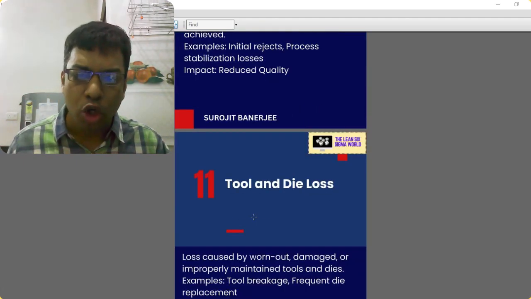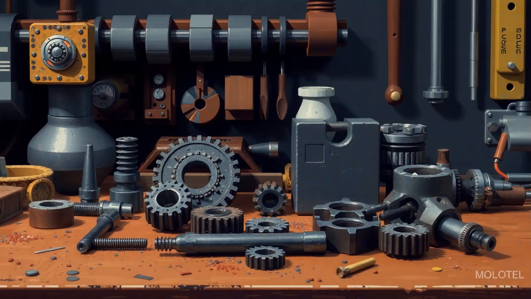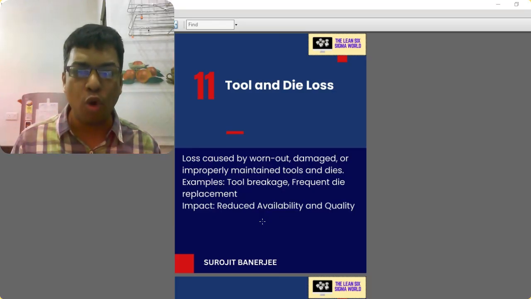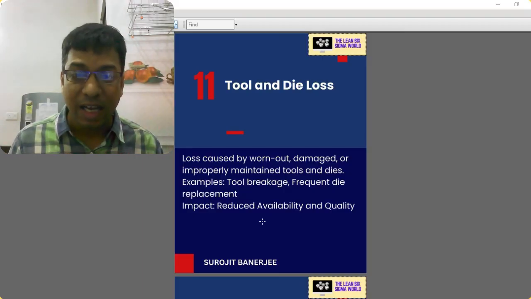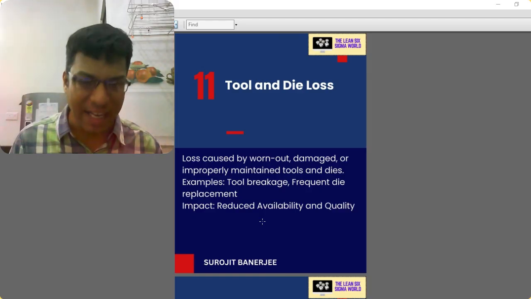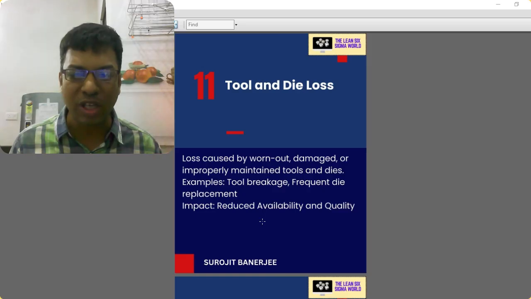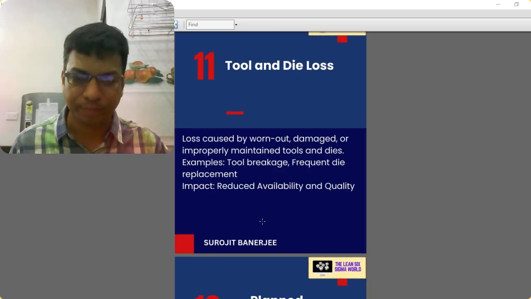Now moving into tool and die loss. Tool and die loss is caused by worn out tools or dies, damaged tools, or improperly maintained tools and dies. Examples are tool breakage and frequent die replacement. The impact is reduced availability as well as quality.